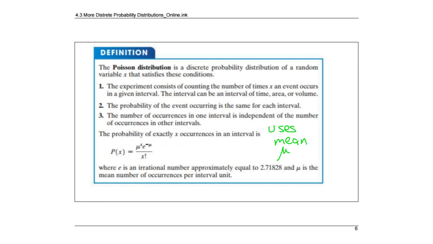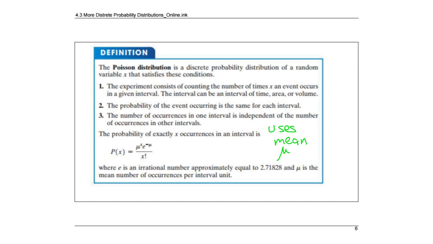Okay, the last distribution we're going to look at is the Poisson distribution. The way we're going to know that we're in the Poisson distribution is they're going to give you the mean. So the mean is given. You still have the probability of the event occurring is the same for each interval. And we are going to look at the number of occurrences. So we will have an x.